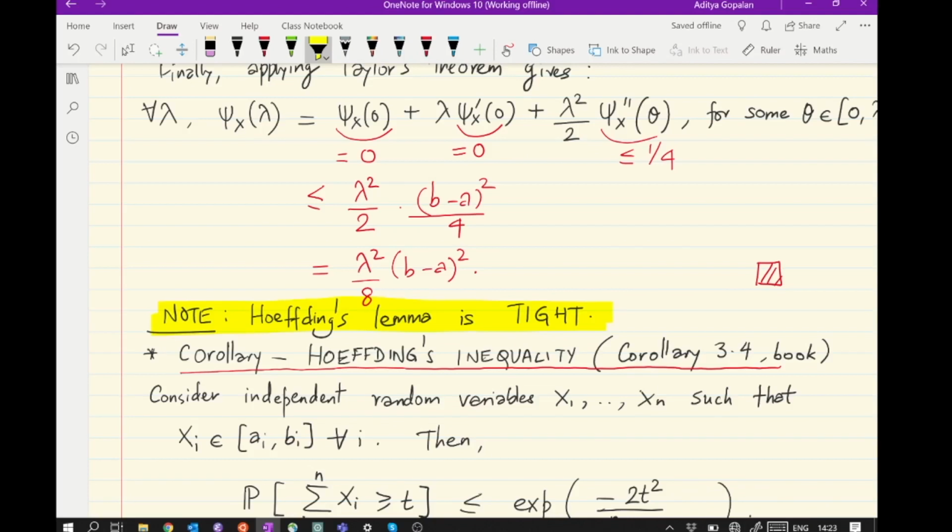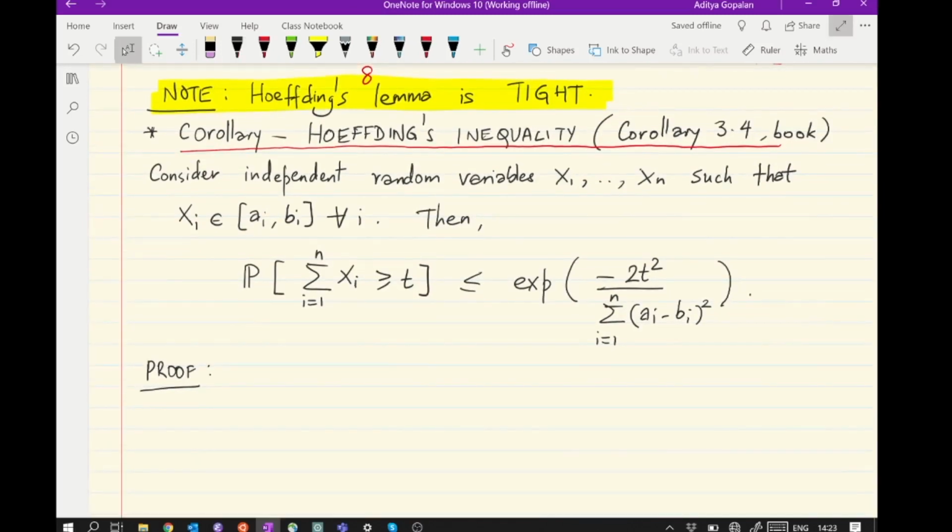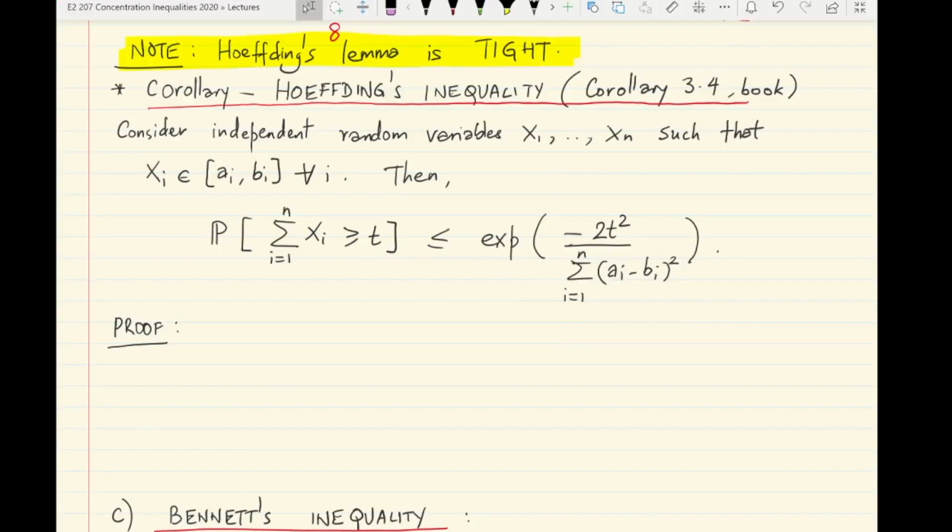Okay. So once we have Hoeffding's lemma in hand, it gives you what is called Hoeffding's inequality, which is corollary 3.4 in the concentration inequalities book. So this is a concentration inequality that is obtained by appropriately using Hoeffding's lemma. And it says that if you have independent random variables x1 through xn, which are each bounded in the respective interval ai bi, then the probability that their sum exceeds a level t.